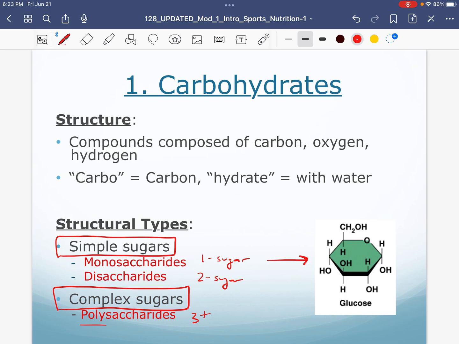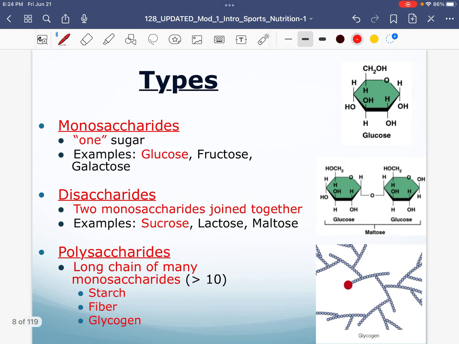Structurally, there are simple sugars, a monosaccharide and a disaccharide, 1 or 2 sugars, and a complex sugar is a polysaccharide, 3 or more sugars put together. It might be a 10 sugar chain or it might be a 100 sugar chain. So here are some examples.